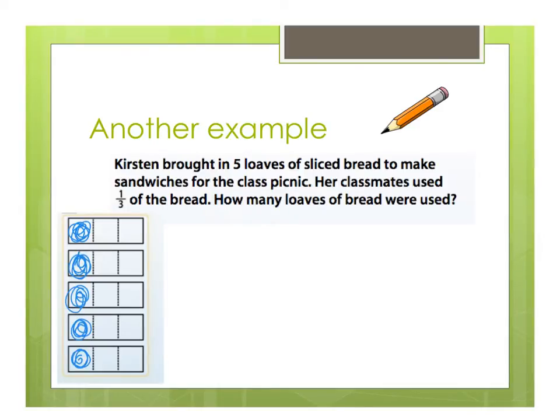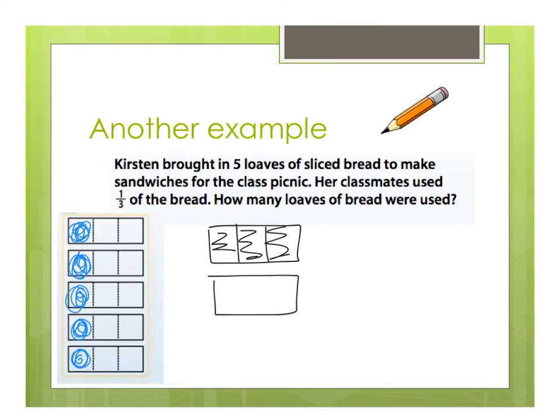Now we can rearrange the pieces to make loaves. So I have 1, 2, 3, 4, 5 pieces. So 1, 2, 3, 4, 5. I have 1 and 2/3 full loaves. Now because you see the pencil symbol on this page, I want you to draw this model to show how we can break up 5 loaves into 1/3 pieces.